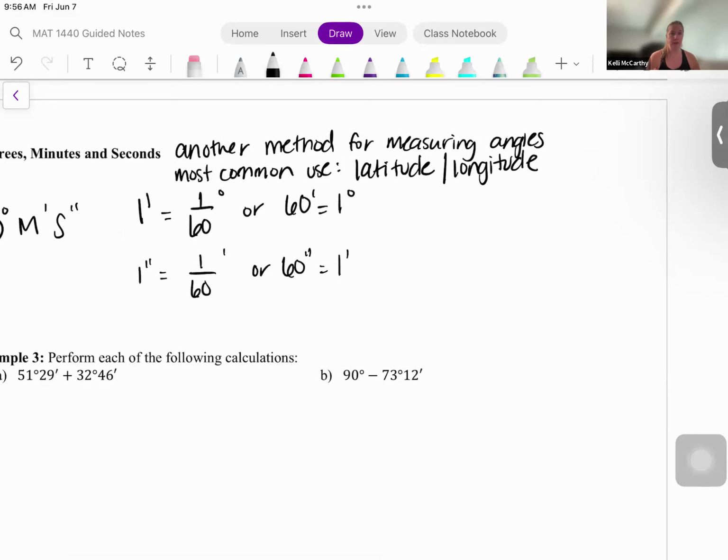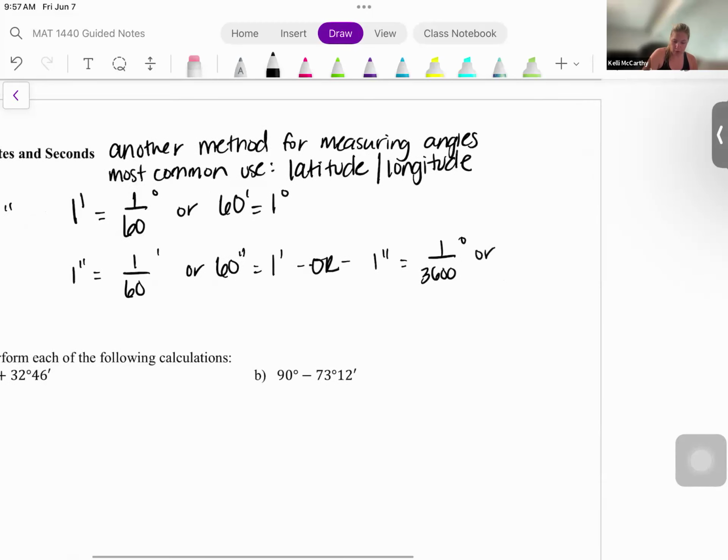Now we can also convert directly from seconds to degrees. 1 second is equal to 1 over 3,600 degrees, or 3,600 seconds is equal to 1 degree.